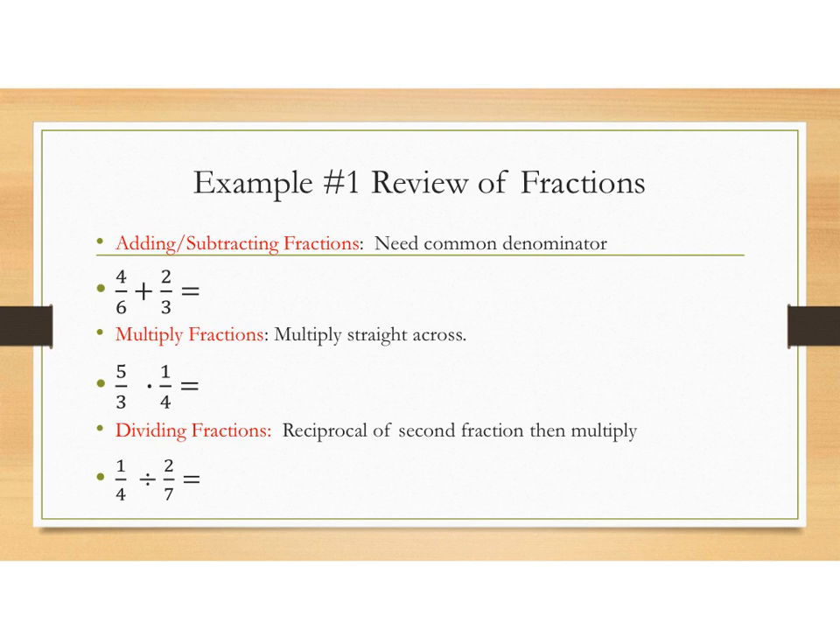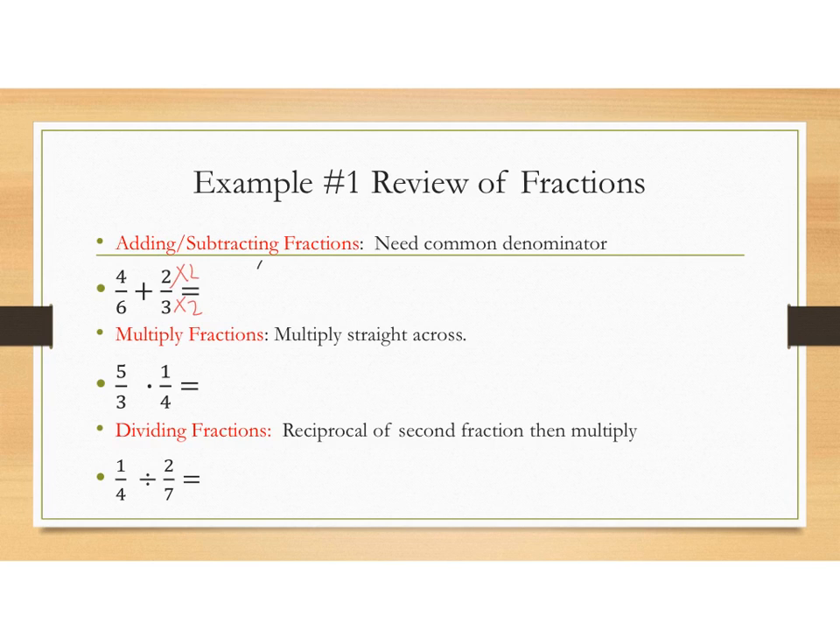Example 1 is a review of fractions. When you are adding or subtracting fractions, you need a common denominator. The denominator is the bottom numbers. Our first example, we have a denominator of 6 and 3. I can make them a common denominator if I change the 3 to a 6 by multiplying it by 2. Whatever you do to the denominator, you need to do to the numerator, the top number.